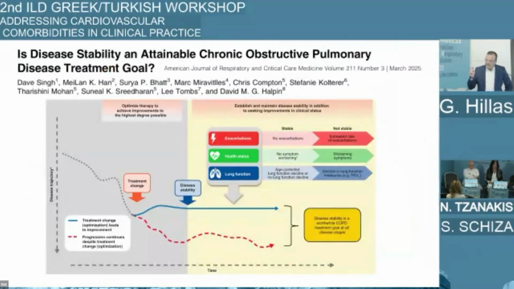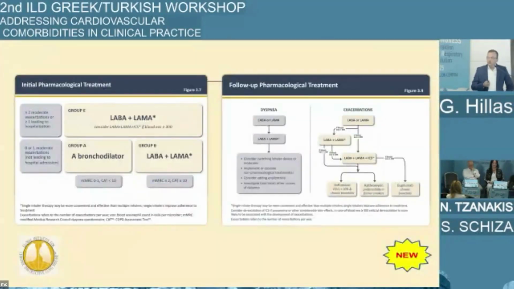That's the last slide of Professor Loukidis, and this is the question from Dave Singh. Is disease stability an attainable chronic obstructive pulmonary disease treatment goal? And if the answer is yes, then we need a treatment change, probably earlier in the course of the disease, if we want to have a patient without exacerbation, without symptom worsening, without lung function decline. If we want stability, we have to make a treatment change earlier in the course of the disease.